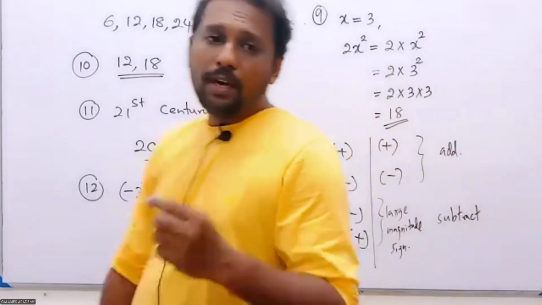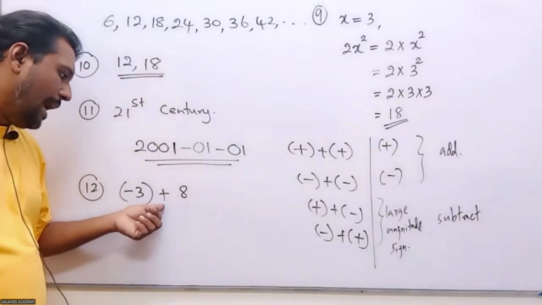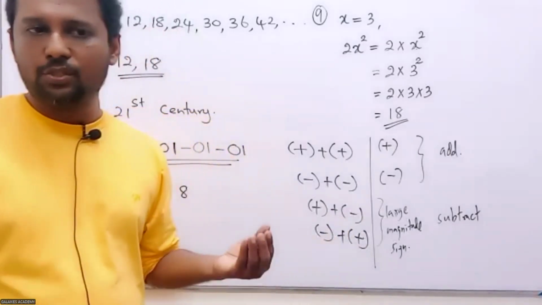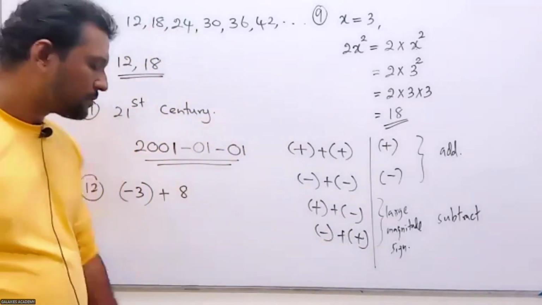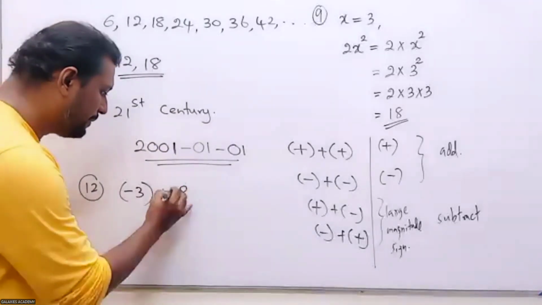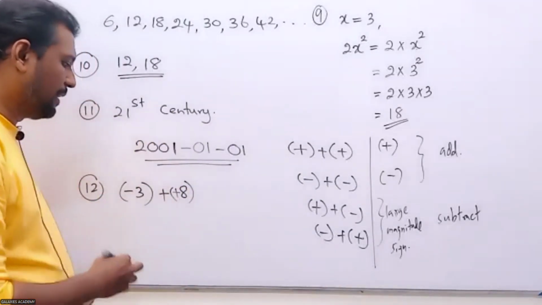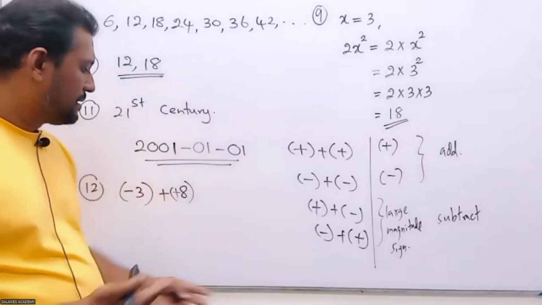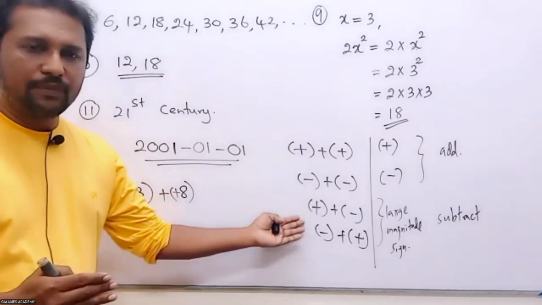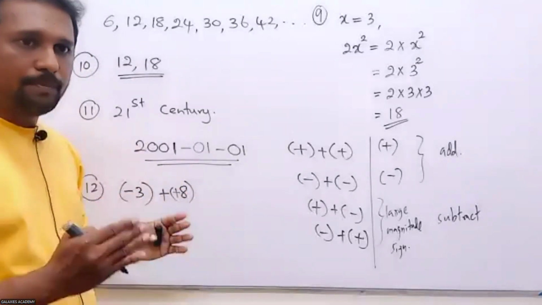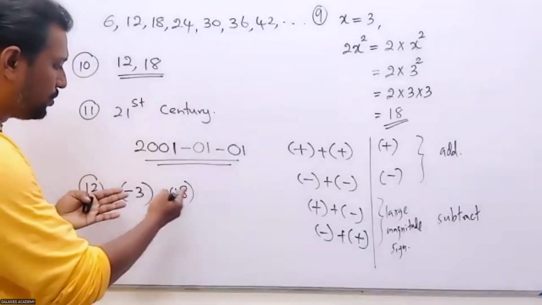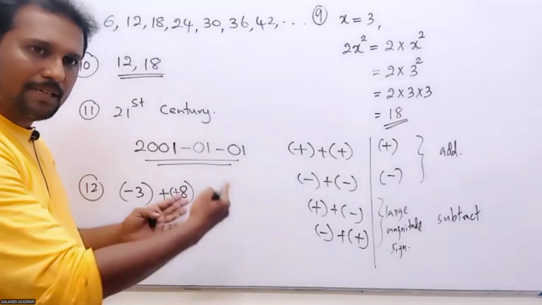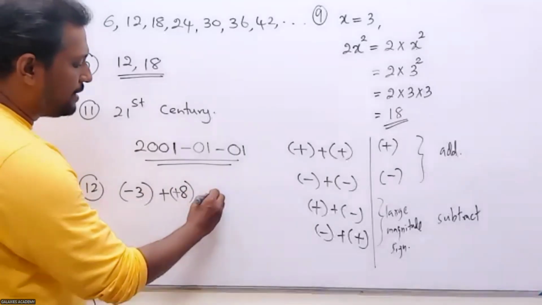Right. Now you identify -3 add 8. 8 means positive 8 or negative 8? It should be positive 8. So I will put it positive 8. Then which type of addition is given? Same signs or different signs? Negative and positive. Different signs, no? So your answer sign should be the large magnitude sign. What are the two magnitudes? 3 and 8. So what is the large magnitude? 8. Its sign is positive. So your answer sign is positive.